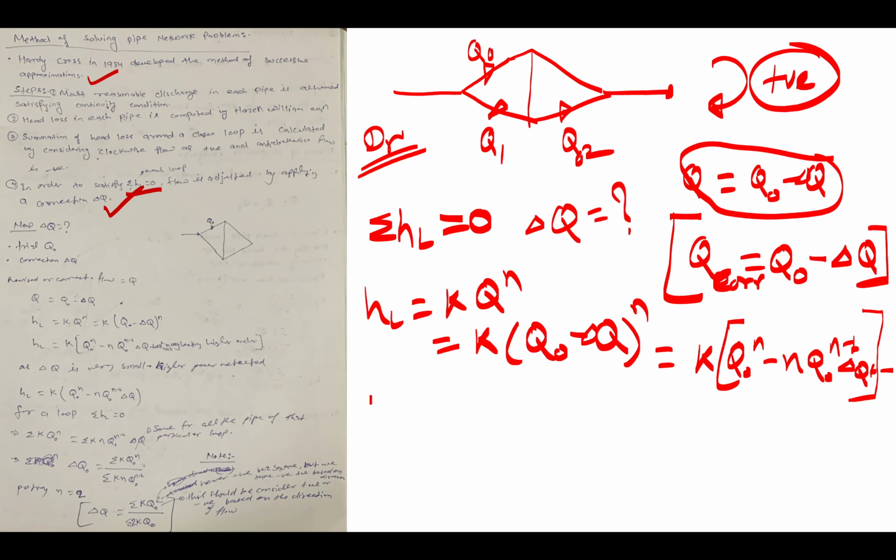So your HL finally what will come? Okay, that's why we are telling here the approximation value it will give, because we are neglecting something. So delta L is equal to k q to the power n minus n q naught to the power n minus 1 delta q.